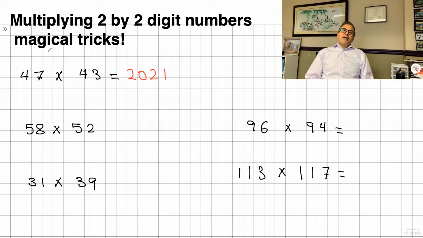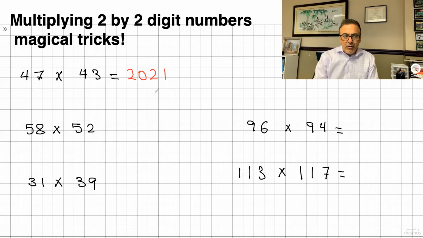So in today's lesson, I'm going to show you how to multiply 2 digit by 2 digit numbers. And there are a few tricks that we could use. This is the first one that I'm going to show you. There are 2 more tricks after that. There's a condition for the first method, and this is the first method that I'm going to use. So to do this, 47 times 43 gives you 2021.